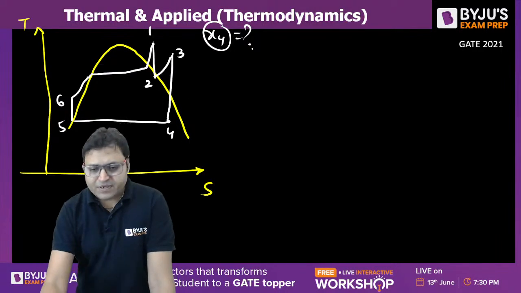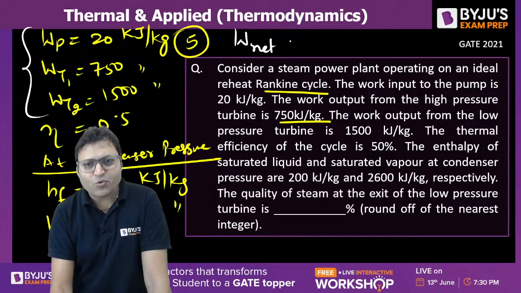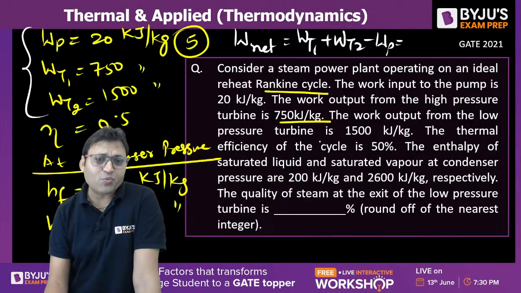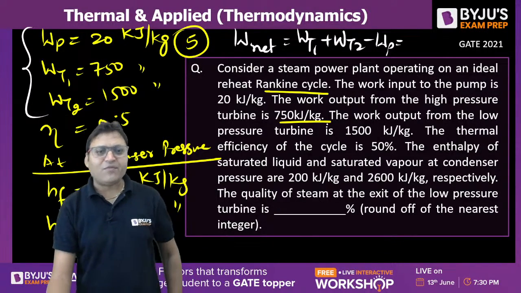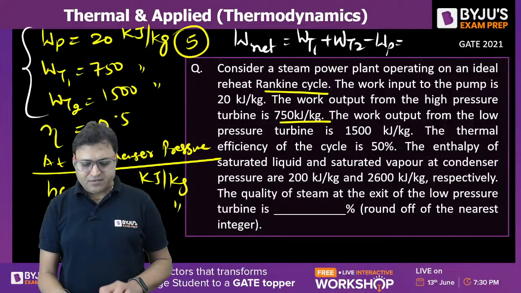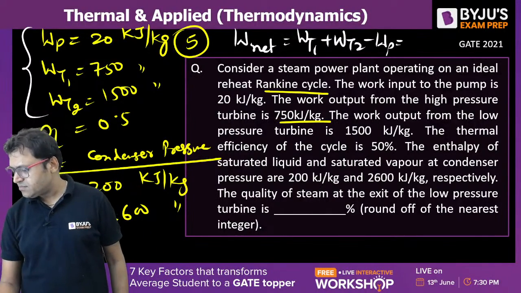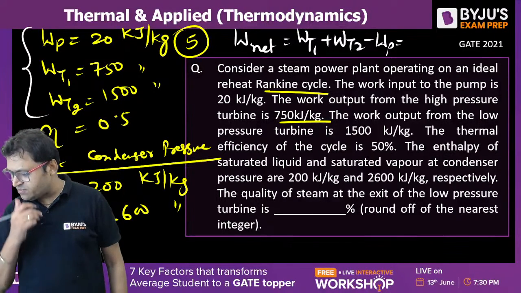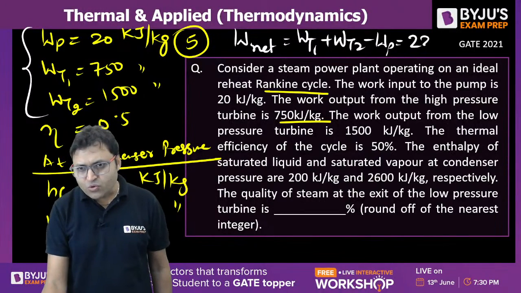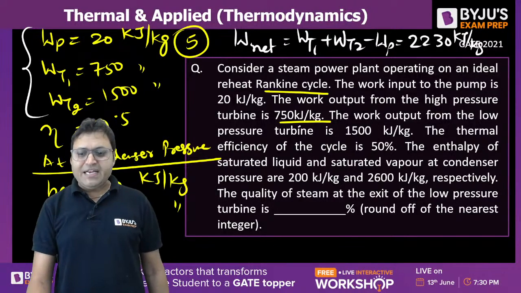Now, can we say what is W net from here? What is the network output? That is equal to WT1 plus WT2 minus WP. How much is that? 1500 plus 750 minus 20, 1500 plus 730, 2230, isn't it? 2230 kilojoule per kg. And can we find out heat supplied?